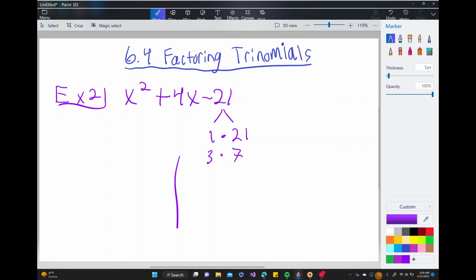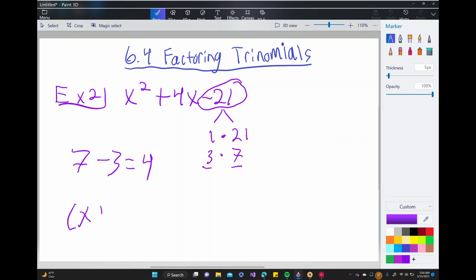Now, Mr. Cameron, how do we know that we're subtracting here? Great question. What if this number is negative? That means one of these numbers has to be negative and the other one has to be positive. So now this is where you need to think a little bit and figure out, hey, what order do I need to put these in? 7 minus 3 will give me positive 4. So that's going to tell me I'm going to have x plus 7 times x minus 3 for my factored group.